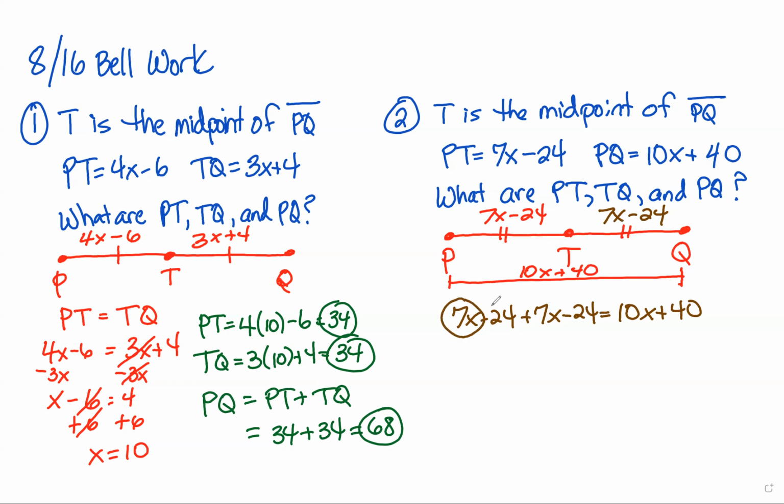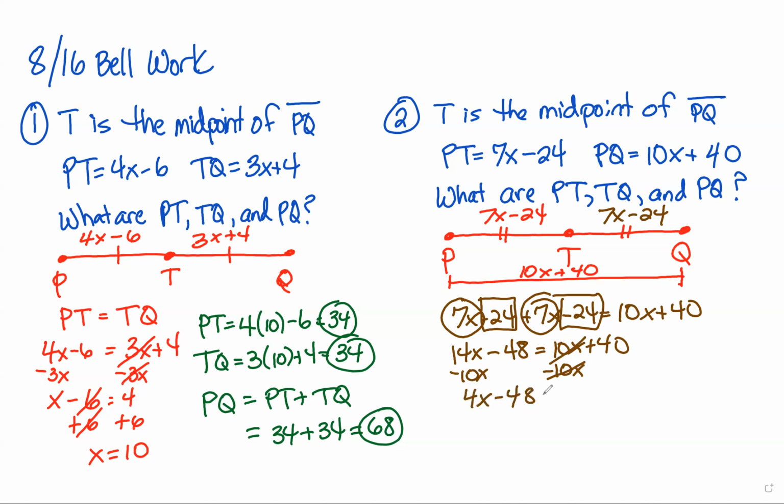So now we'll combine like terms. 7x and 7x is 14x. Negative 24 and negative 24 is negative 48. Bring down the 10x plus 40. So I'll get the variable on the left side by subtracting 10x on both sides. Those cancel out. That gives me 4x minus 48 equals 40. All right, and then we will add 48 to both sides. So 4x equals 40 plus 48, which is 88. Divide both sides by 4. 88 divided by 4 is 22.